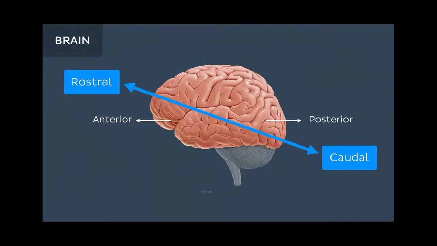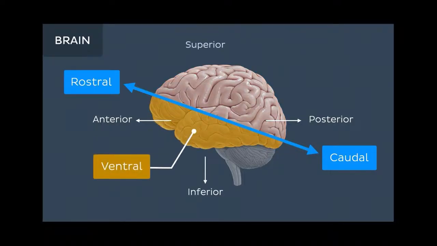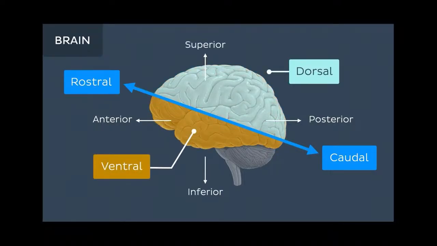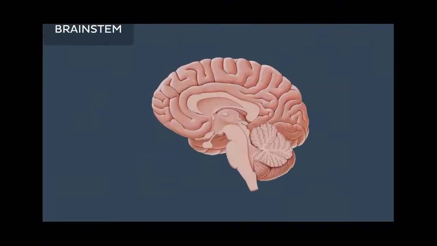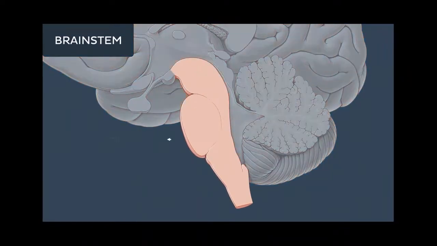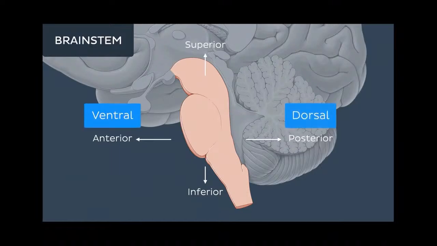When describing the inferior aspect of the cerebrum, we use the term ventral, while the superior aspect is referred to as the dorsal aspect. Moving down to the brainstem, we can see here the anterior, posterior, superior, and inferior directions to orientate ourselves. As with the rest of the body, the anterior and posterior aspects of the brainstem may also be referred to as the ventral and dorsal aspects respectively, while the superior and inferior aspects can be called cranial and caudal.